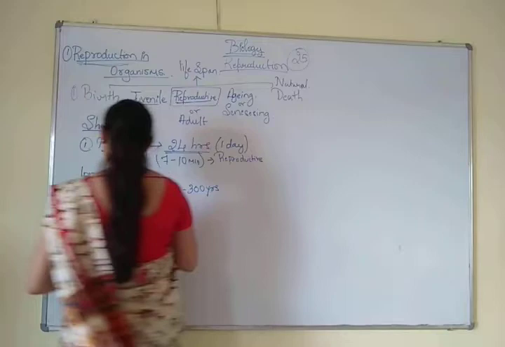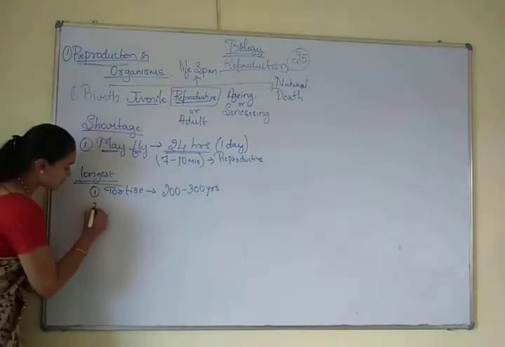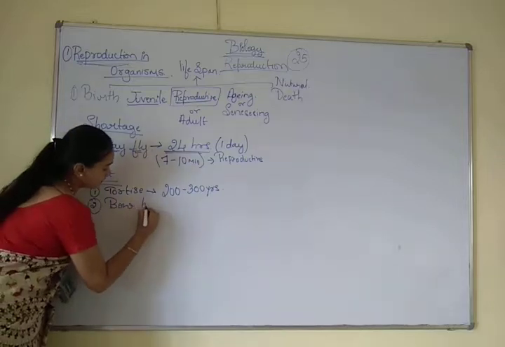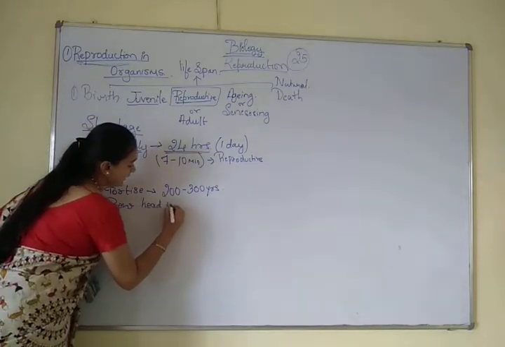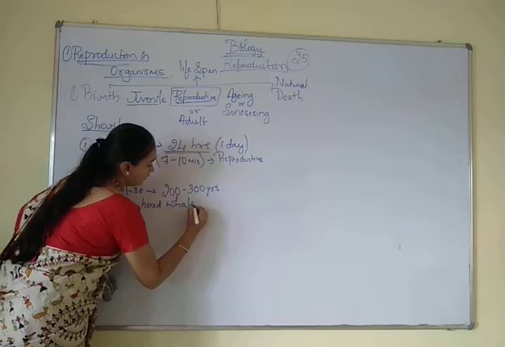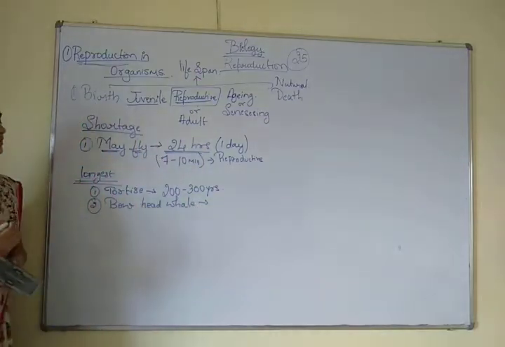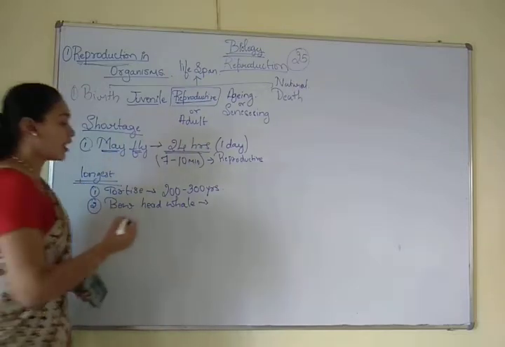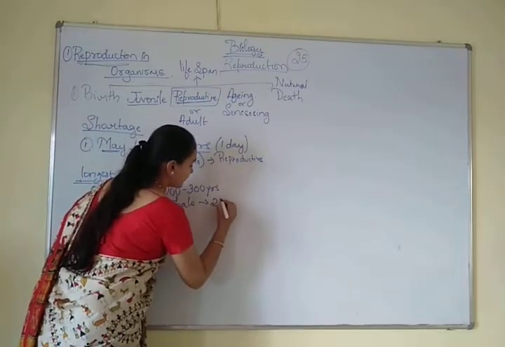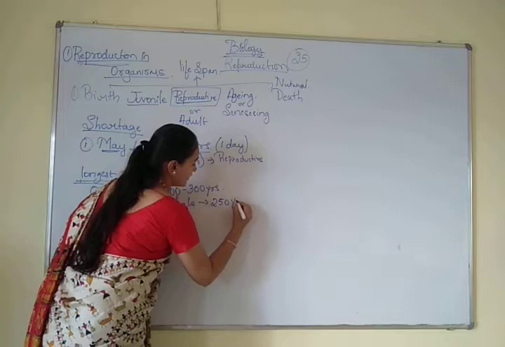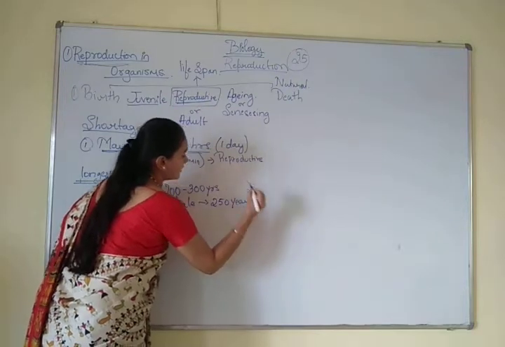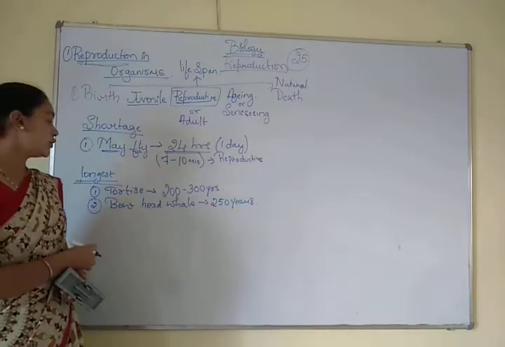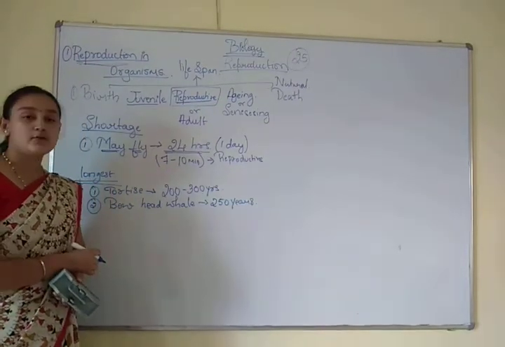And next, an example for a long lifespan is the bowhead whale. Okay, the bowhead whale is an aquatic animal. Its lifespan is around 250 years. It will complete all the stages of its lifespan in 250 years, that is the bowhead whale.